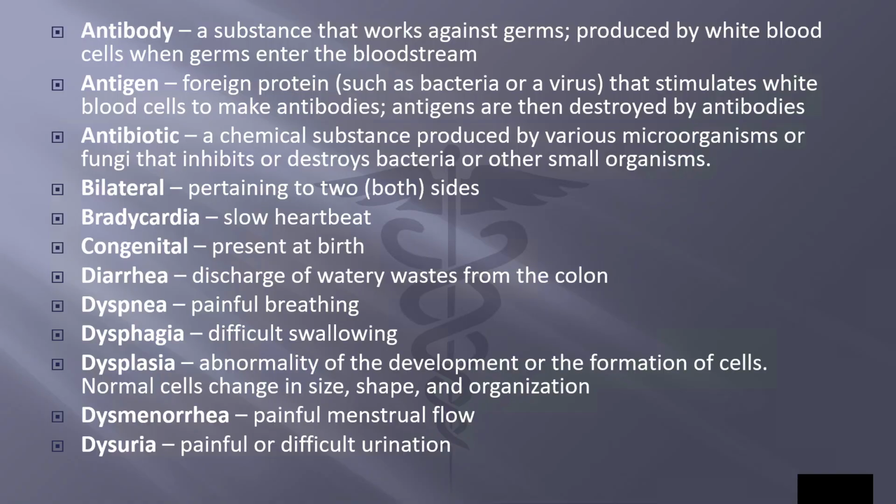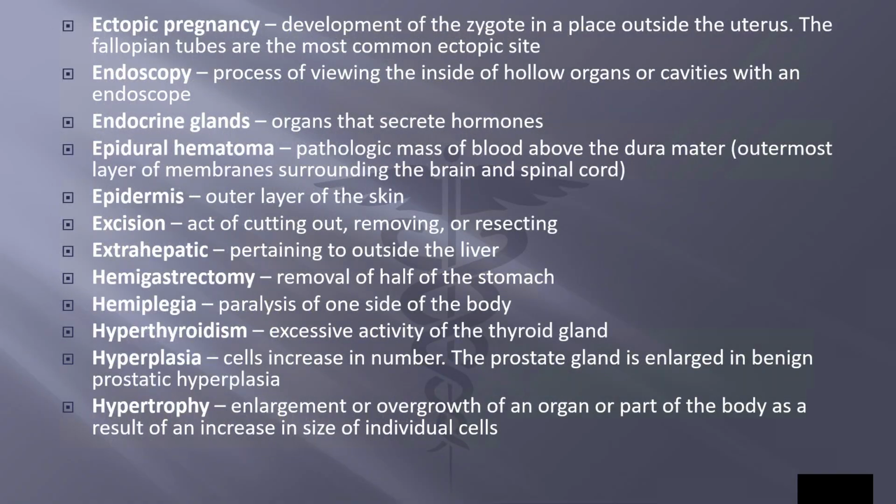So ek means out or outside. Ectopic pregnancy, development of the zygote in a place outside the uterus. The fallopian tubes are the most common ectopic site. And figure 4.3 shows an ectopic tubal pregnancy. The fallopian tube is the most common site for ectopic pregnancy, about 95%. This can be a life-threatening condition for a pregnant woman.